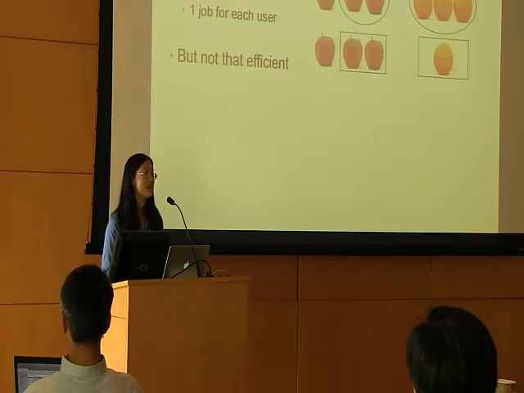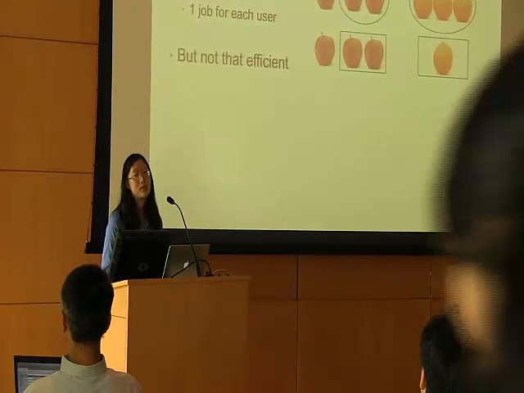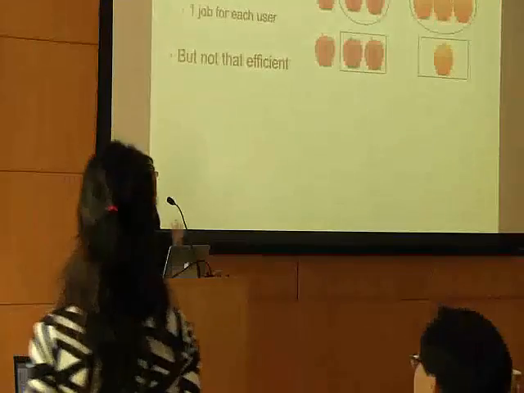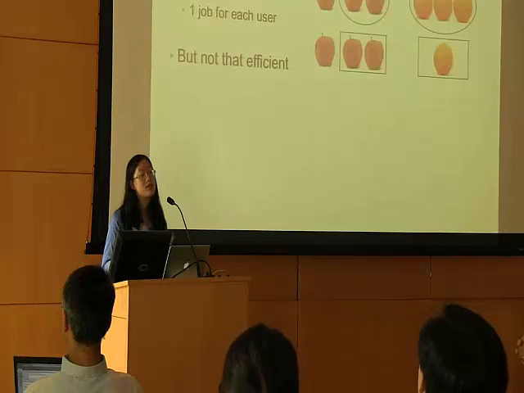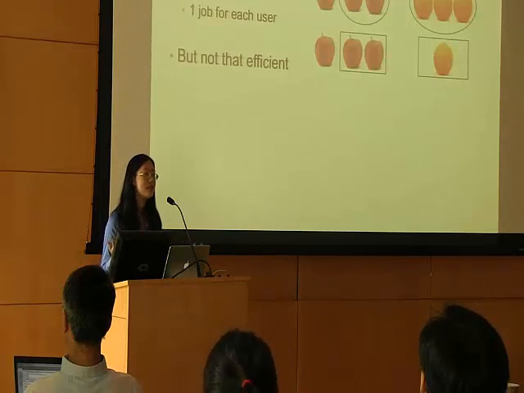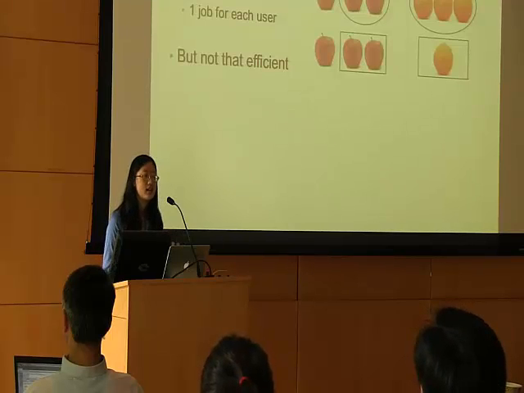Let me explain why using this example again from the beginning of the talk. If you asked me what is the most fair thing to do in this scenario, I might tell you to just allocate one job to each user, because then you have a very equitable allocation. But it's not very efficient because you only get 2 jobs done in total.